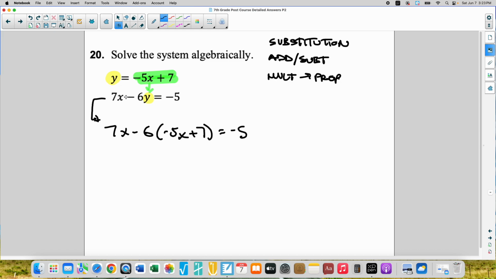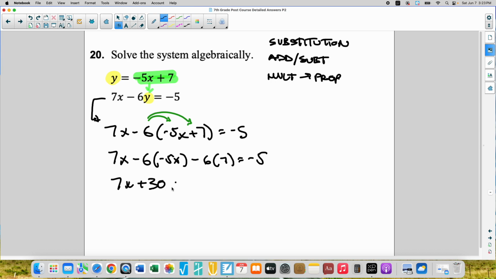And both of these equations have two variables. And you notice that this equation only has one. We've gotten rid of the y. So now we can simplify and isolate the variable. So 7x, we have negative 6, which is going to multiply by negative 5x. And then we have negative 6 that is going to multiply by positive 7. Now we're going to simplify this. This is positive 30x. This is negative 42.